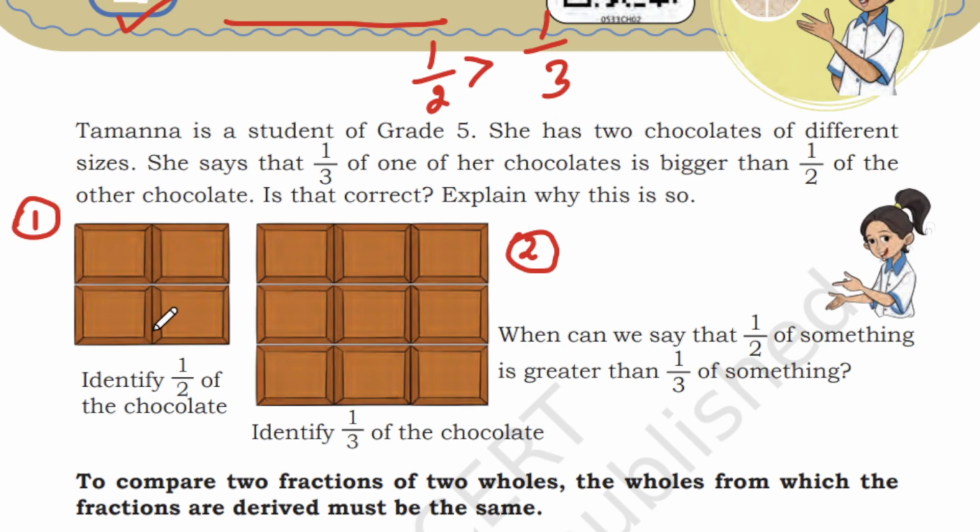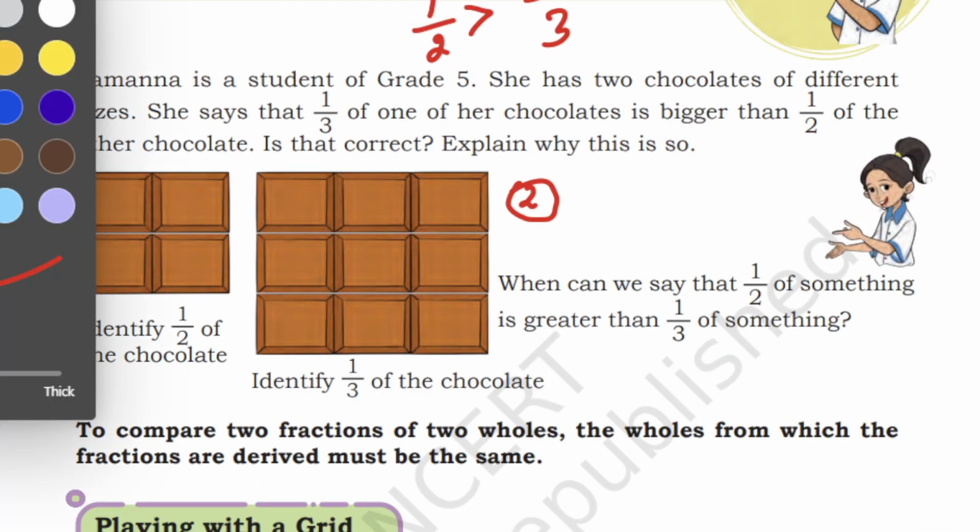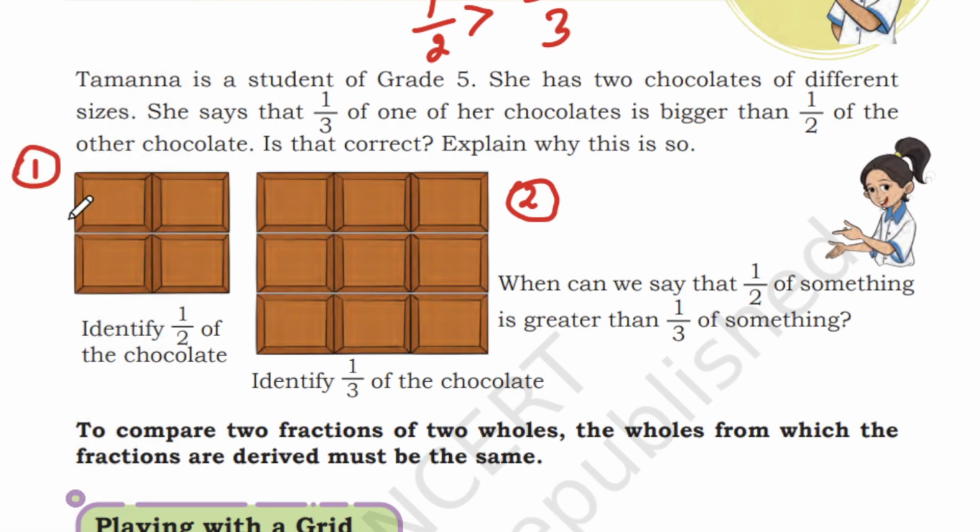Let's see. This is the first chocolate. Identify half of the chocolate. So we will identify the half of this chocolate. I'll do it in green color. So you can divide the chocolate either by this half or this half. Either way you can do it. So I'm going to divide this into 1 by 2. So shade the 1 by 2.